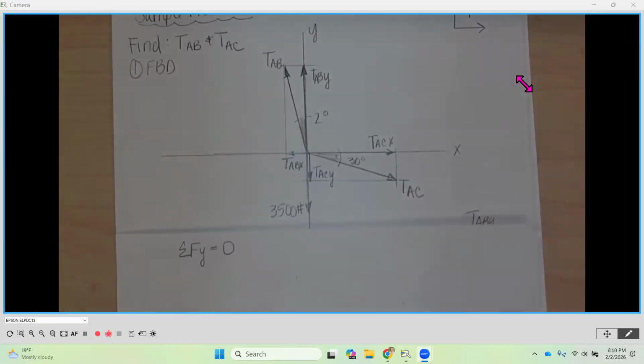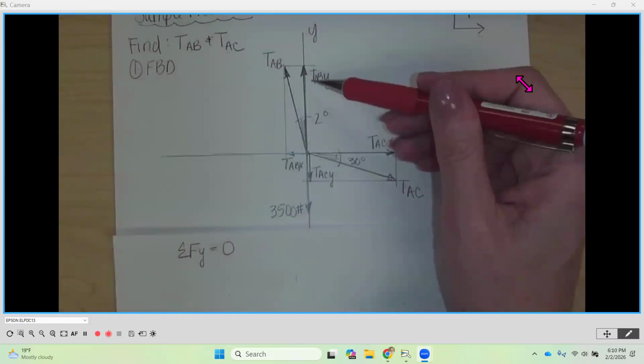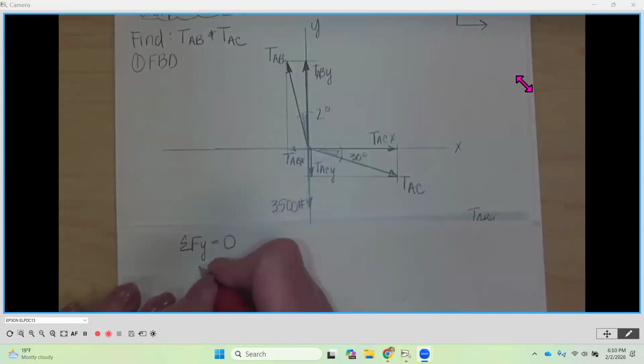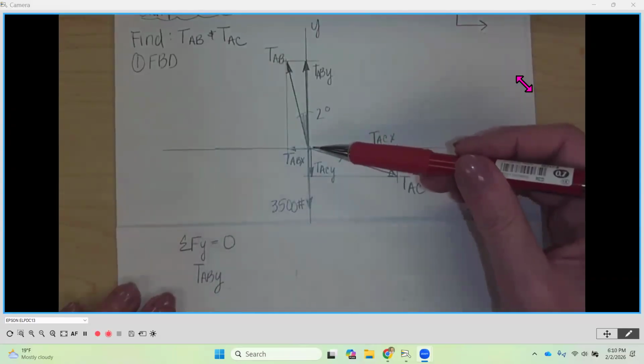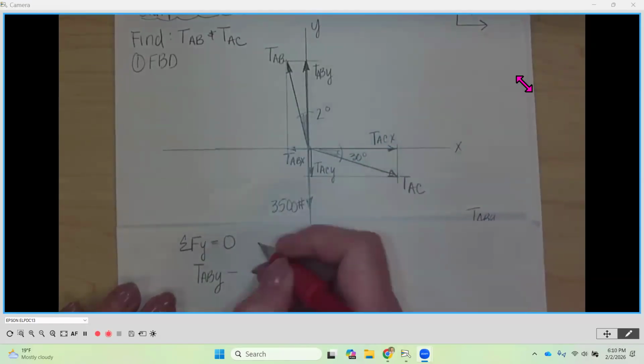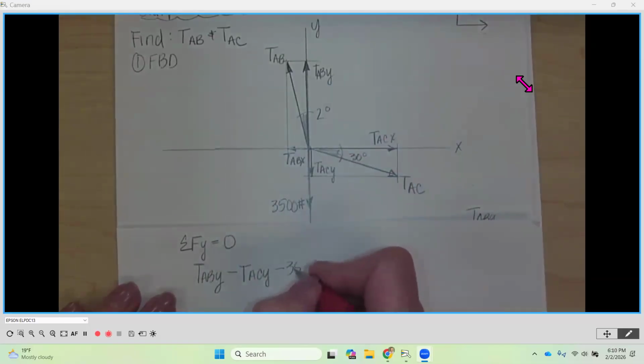All right, let's compare. I'm going to write mine out here. So I'm going to start with the TABY. That is going up according to my convention. That means that that's positive. So I'm going to have a TABY. Then I've got a negative TACY because it's going down. And then I also have a negative 3,500.